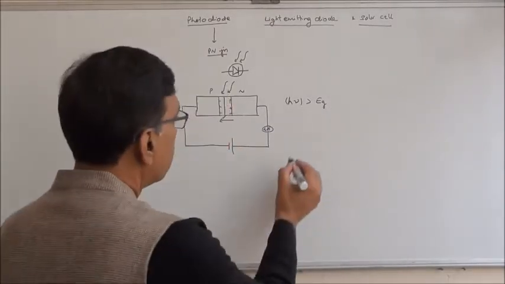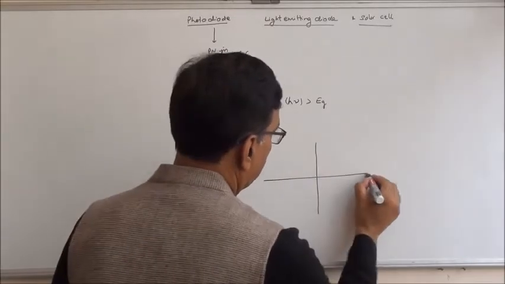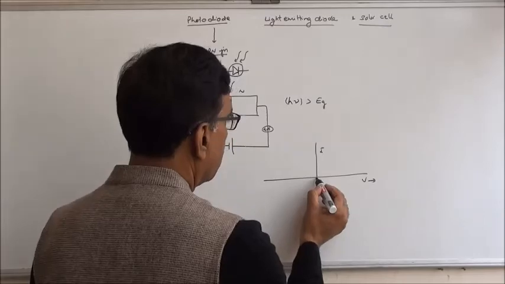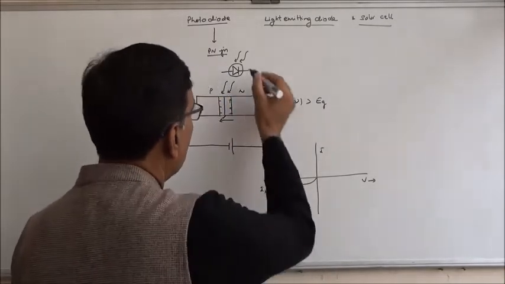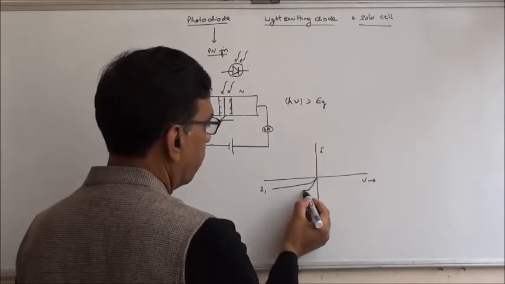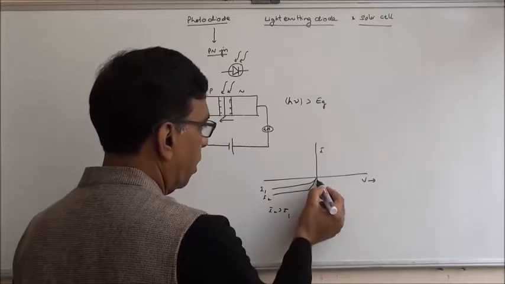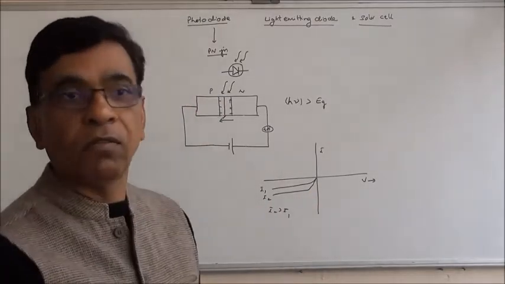I plot a graph between the voltage applied and the current. Then it is reverse bias. So if I increase the intensity, current will be increased. So I2 more than I1. Same way, if more intensity, then current will be increased further.